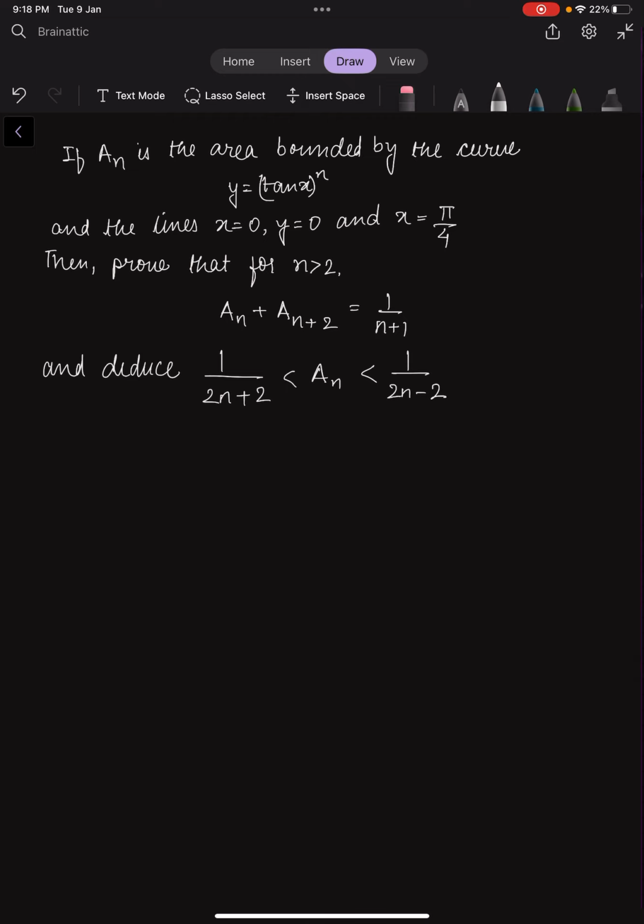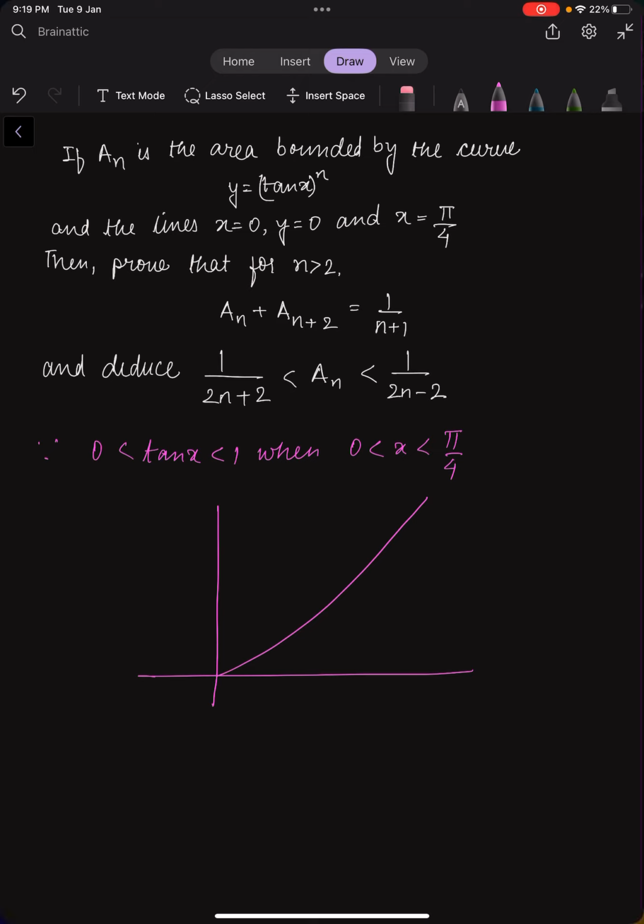Now, since 0 is less than tan x less than 1 when x is in 0 to pi by 4, what we need first of all is the graph of tan x. So if you recall, this is how the curve will approximately look. And this is, suppose, your point pi by 4 comma 1. Tan pi by 4 is 1. So on the x-axis we have 0 and pi by 4. This is your x-axis and this is your y-axis. So we have to find the area inside this region.